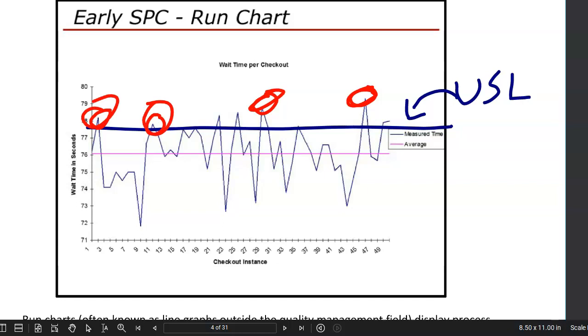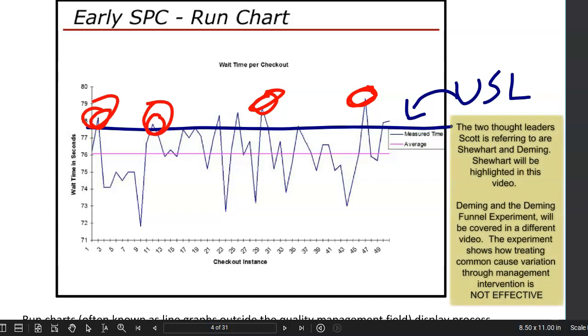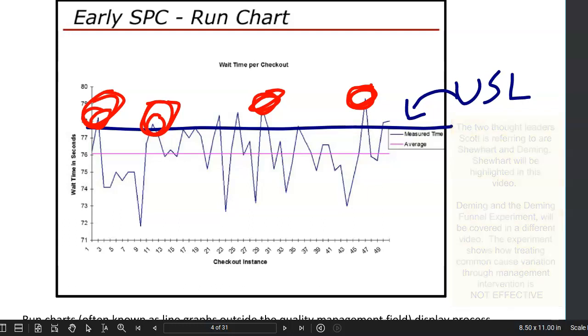Matter of fact, 2 thought leaders developed some experiments and some tools to show that if we as managers or process improvement specialists swoop down and make corrective actions to these painful incidents, we in essence are adding to the amount of special cause that's occurring in the process. We actually increase the total amount of variation in the system because, see, these corrective actions are arbitrary.